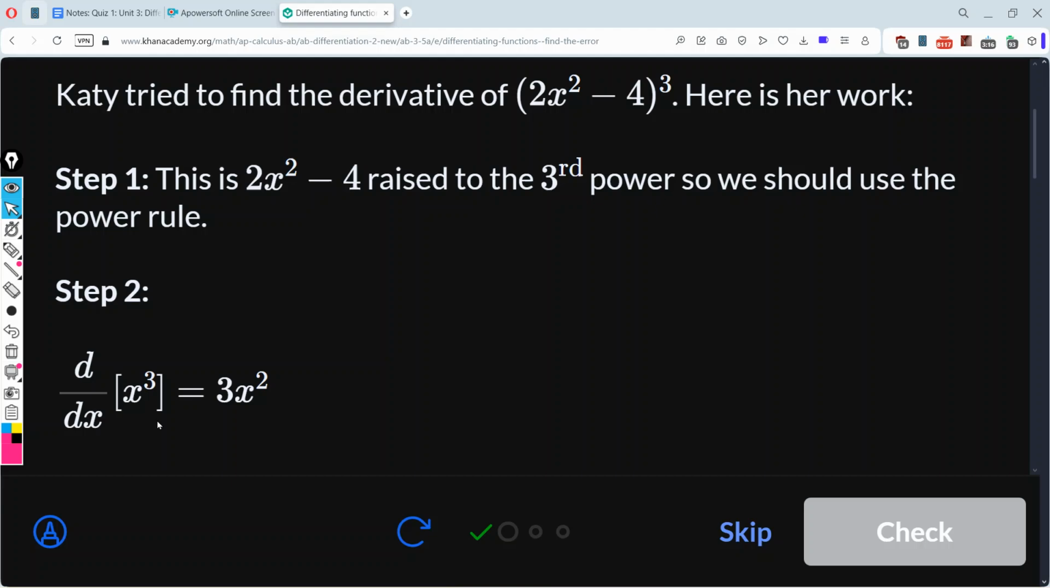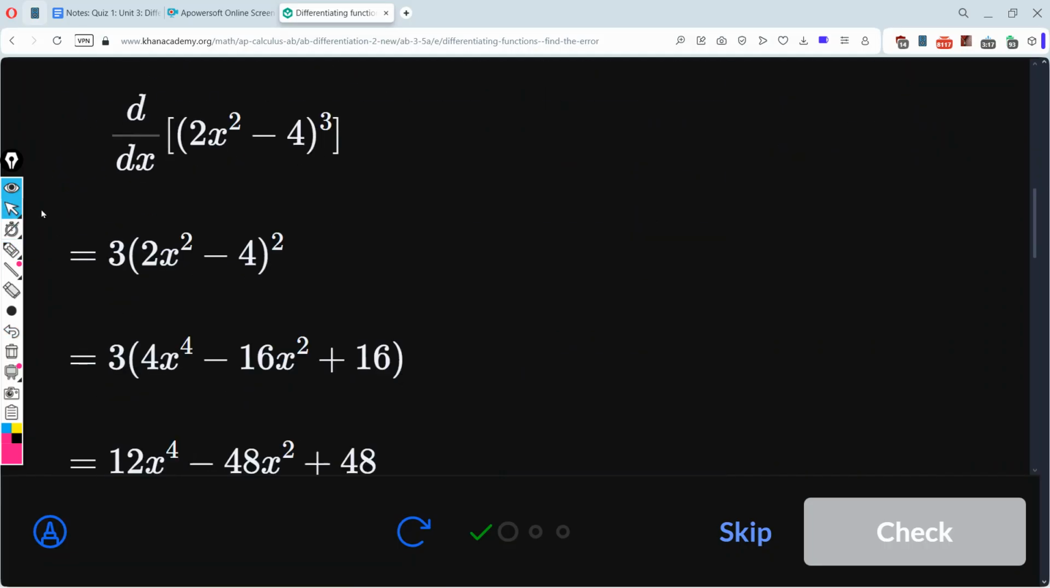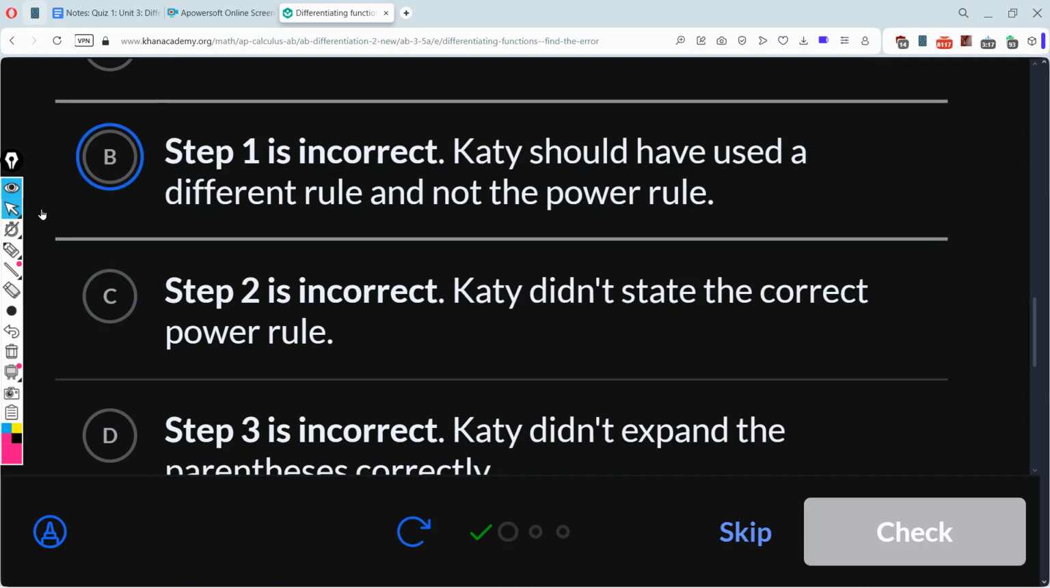And you can see in step two, when she takes the derivative of x to the third and just gets 3x squared, it's not appropriate for this. Okay. So this one is just a little bit tricky, but basically when you have an algebra expression raised to an exponent, that is going to be the chain rule, okay, not the power rule. So really, that's the mistake right there in step one. Tricky problem, or tricky wording at the very least. All right, so step one, different rule, not the power rule.